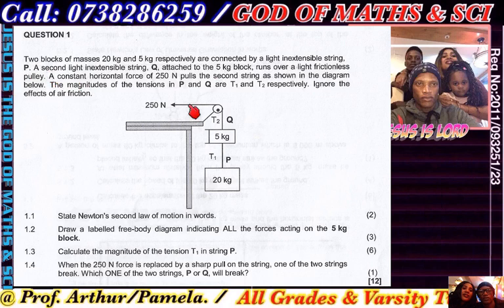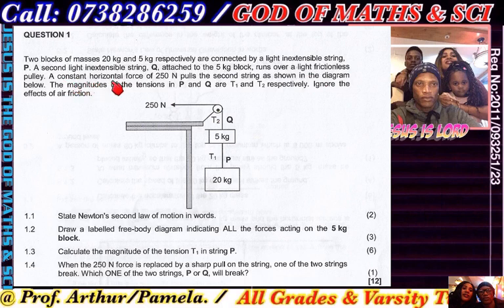P, this string here, it's called P. There's another string here which is called Q. A second light inextensible string, Q, attached to the 5 kg block, this one here, runs over a light frictionless pulley. Here's a pulley there.